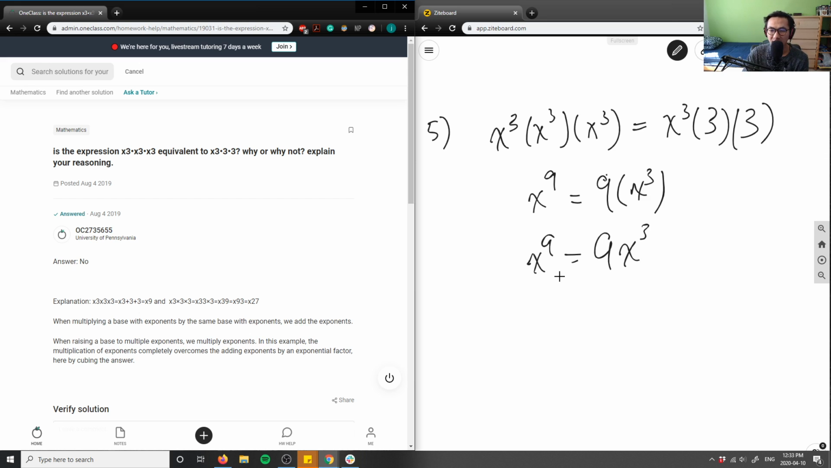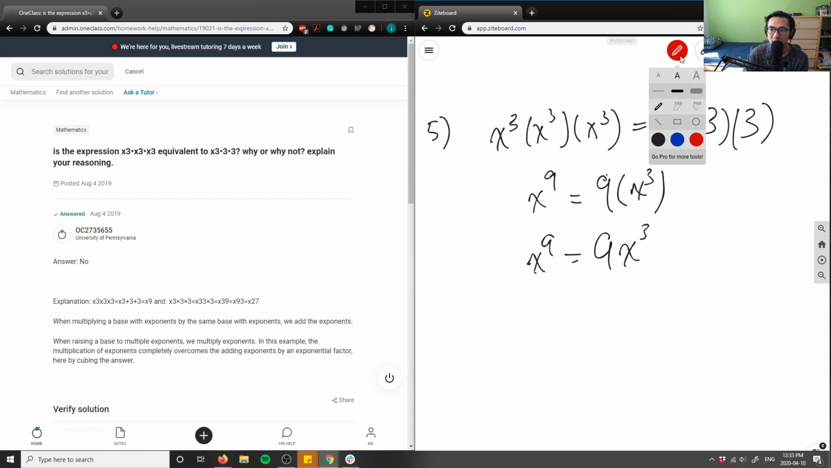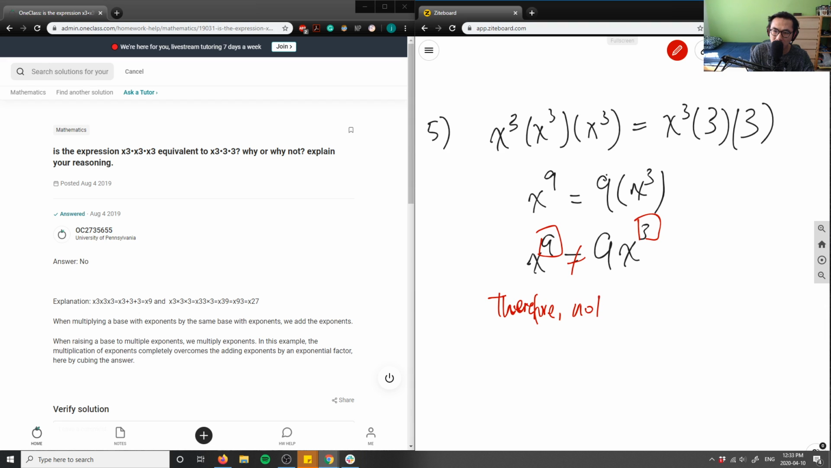In this case, I have x to the power of 9 equals 9x cubed. In this case, they're not equivalent to each other, right? I have a different exponent here. This is the power of 9, and this is the power of 3, right? In this case, they're not equal to each other, which means the answer is no, right? Therefore, not equivalent. Right? They have different exponents, right?